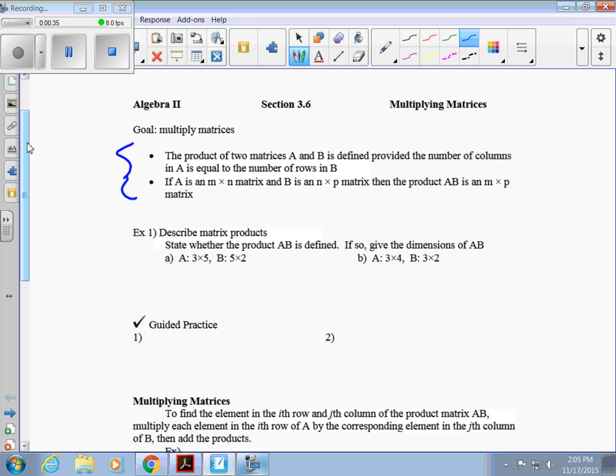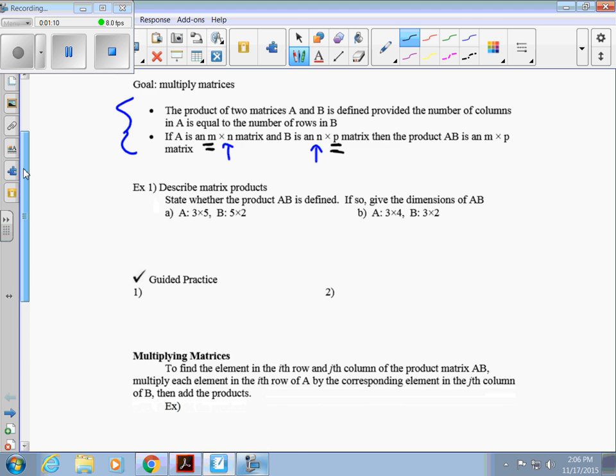And then second, if A is an M by N matrix and B is an N by P matrix, then the product AB is an M by P matrix. So notice here, the first statement tells us that there's our N and here's our N. Those two must be the same. So if we have an M by N and an N by P, those two are the same, so we can multiply them. If that is the case, then our answer is going to be an M by P matrix.